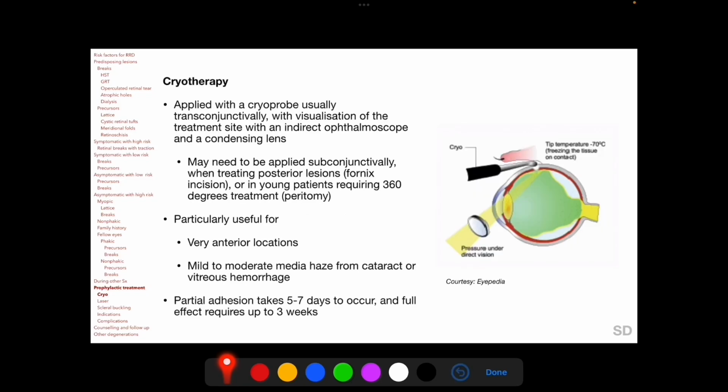Cryotherapy involves freezing the choroid and retina in the same location and is applied with a cryoprobe, usually transconjunctivally, with visualization of the treatment site with an indirect ophthalmoscope and a condensing lens. Unlike laser photocoagulation, cryotherapy is particularly useful for very anterior locations and in eyes with mild to moderate media haze, either from cataract or vitreous hemorrhage. Partial chorioretinal adhesion following cryotherapy takes 5 to 7 days to occur, and full effect requires up to 3 weeks.